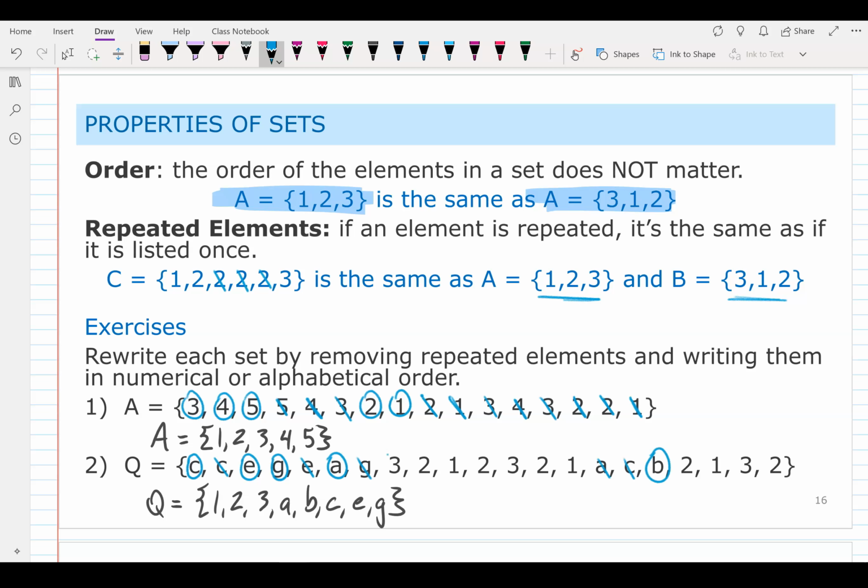Now we're into numbers. Threes. Do I have any other repeated threes? Yes. What about 2? Yep. And 1s? Now I should either have all things circled or all things crossed out, which means I have my unique elements and no repetition.